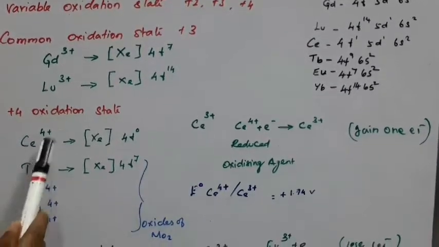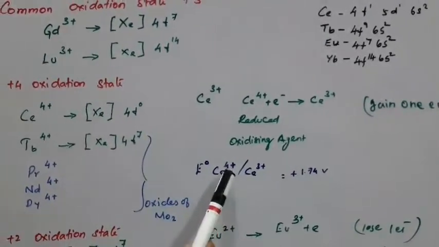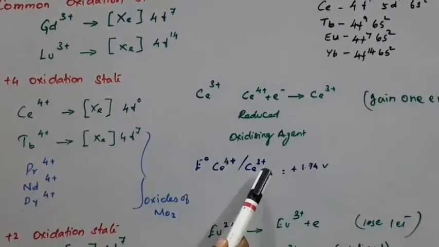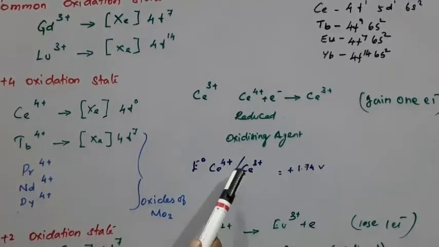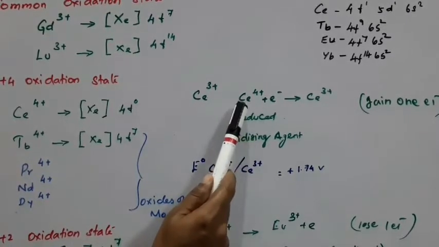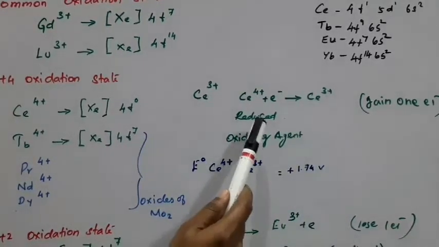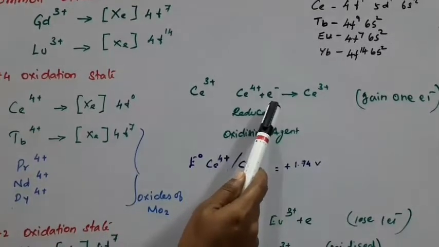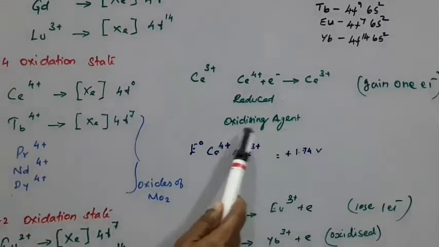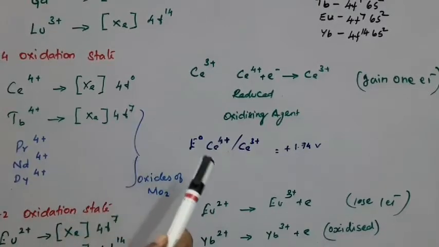So this 4+ state undergoes change to the 3+ state, that is, 4+ to 3+. Okay, that is a decrease in oxidation state, which means it undergoes a reduction reaction. Cerium 4+ gains 1 electron to attain cerium 3+. That is the reduced form, gain of electron, so it acts as a good oxidizing agent. So see here, cerium and terbium are good oxidants.